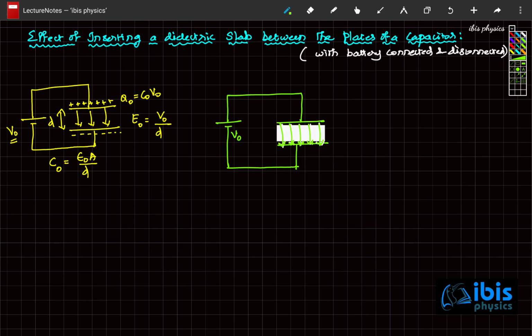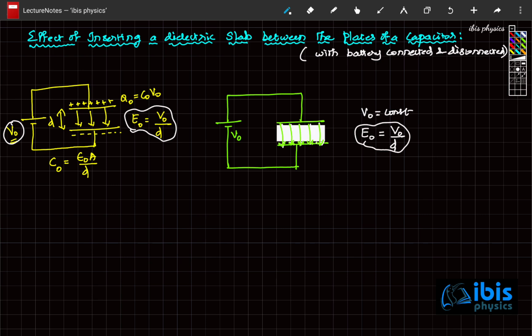Here what remains constant is that since you have not disconnected, V0 is constant and the distance between the plates does not change. Hence E0 is equal to the new potential by the distance, and since the new potential is V0, it is E0. So without disconnecting the battery, if you insert the dielectric, previously the potential drop across the capacitor was V0, now also the potential drop is V0, and the electric field was V0 by D, now also the electric field is V0 by D. These two do not change.